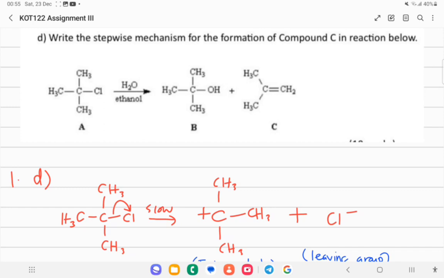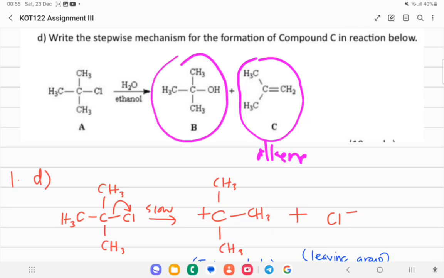So compound C is an alkene, and compound B is an alcohol because of the presence of the hydroxy group. So this is an alcohol, and then compound A, which is our starting material or the reactant, is a haloalkane or alkyl halide.